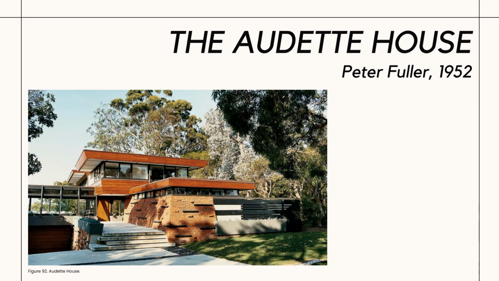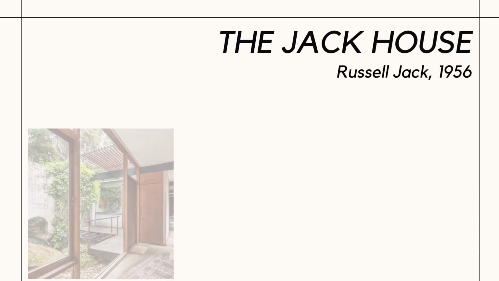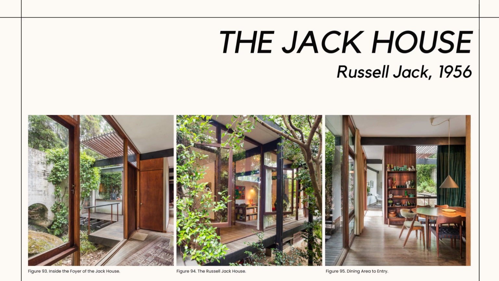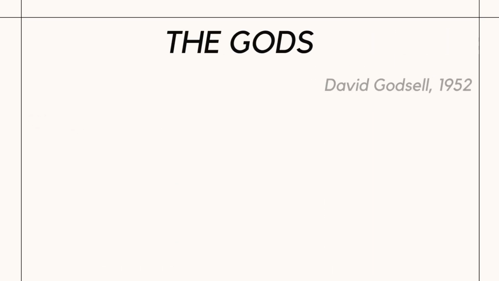As Wright's organic style gained followers around the world, Australian architects weren't just influenced by Wright directly, but also by his younger followers in America and Scandinavia, particularly Finland's Alvar Aalto. Australian architects Peter Fuller, Russell Jack, Neville Grossman, David Godsall, and Bruce Rickard were all inspired by Wright's works and writings.